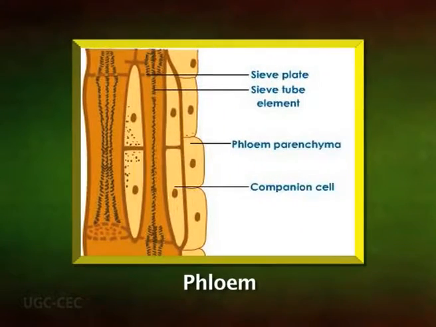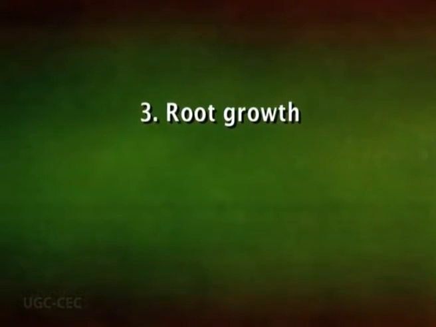The phloem consists of sieve tubes, companion cells, phloem fibers and phloem parenchyma, and is associated with the transport of food from source to the sink. Another reason why these trees are the largest and longest living plants is the root growth.